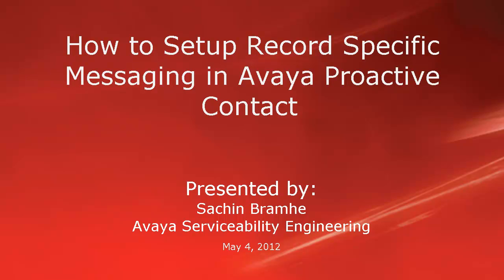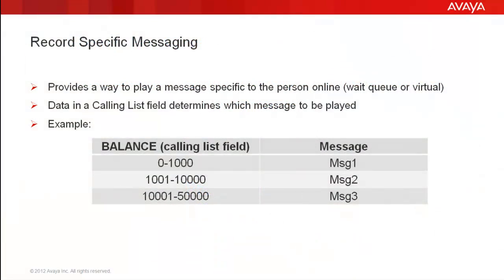In this video, we'll see how to set up record-specific messaging in Avaya Proactive Contact. Normally, if you are playing a wait queue message or a virtual message, it will be the same message to all the customers that are being called out from that job. Record-specific messaging gives you a way to play a specific message to a customer based on some specific characteristic of that customer's record in the calling list. So the data in the calling list field can determine which message to play.